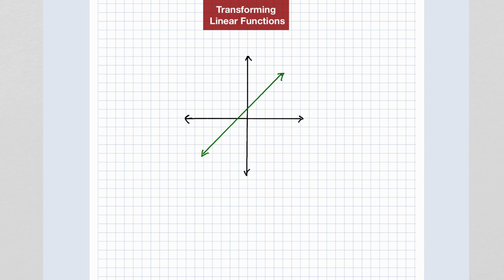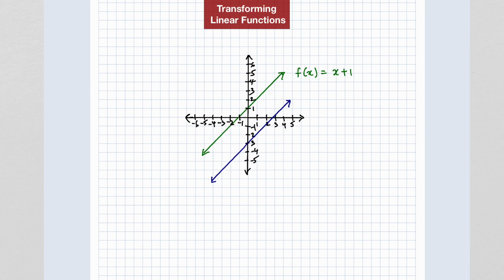For this first function, we have the equation f of x is equal to x plus 1. This line has a y-intercept of 1, which is right here, and a slope of 1. Rise 1 from the y-intercept and then run to the right. So the slope is rise over run, or 1 divided by 1, which is equal to 1. Okay, I went ahead and labeled the tick marks so that it's easier to read.